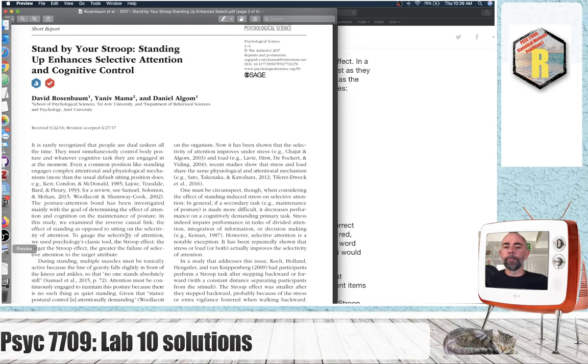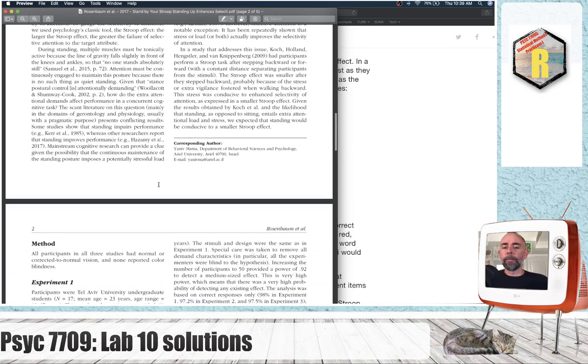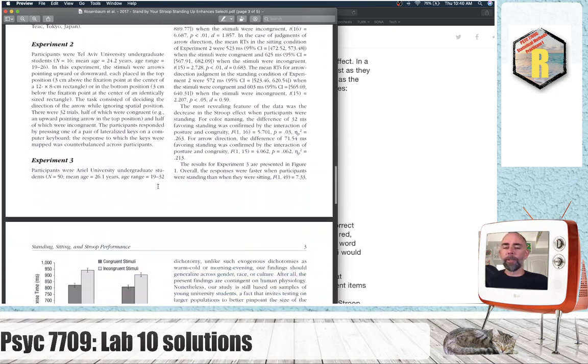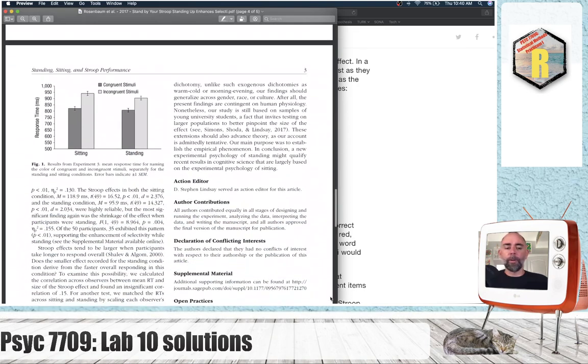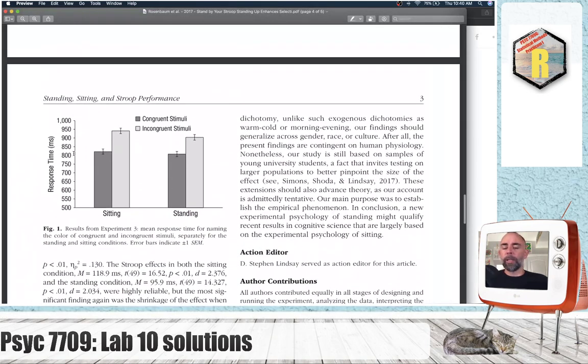If we look at the paper and we scroll down, we're going to be analyzing the results from experiment 3. In this experiment, the participants did a Stroop task while sitting in a chair, like me, or standing up. And the authors reported that the size of the difference, that is the Stroop effect, the difference between incongruent and congruent stimuli, was smaller when people were standing and larger when people were sitting.